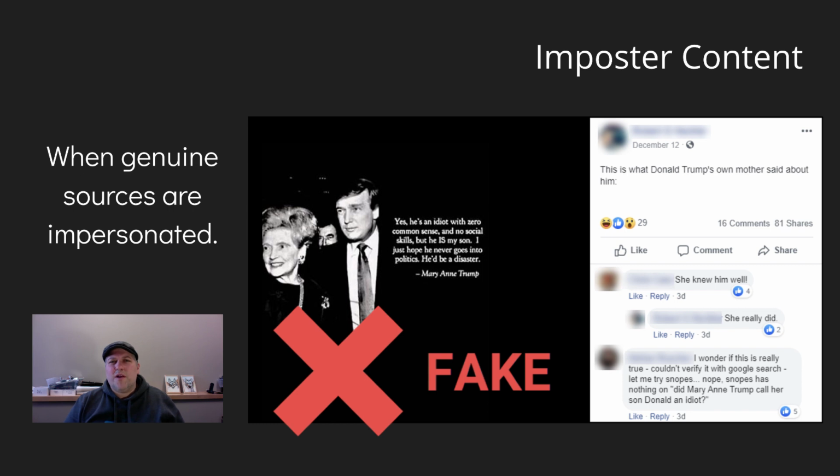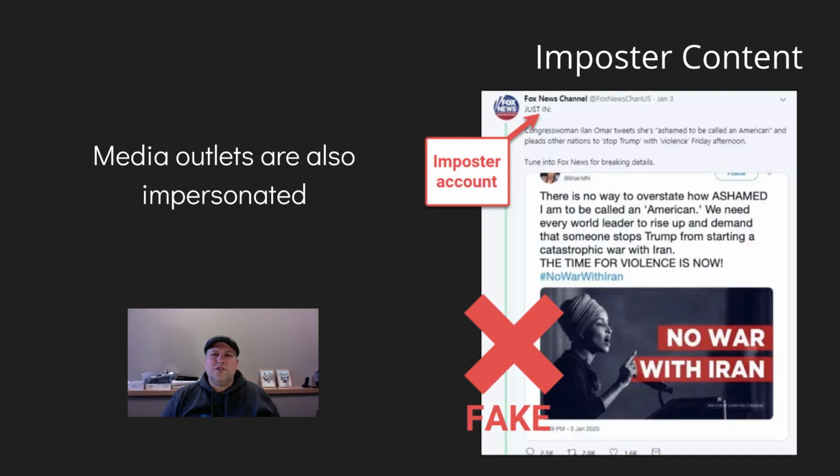I'm trying to avoid U.S. politics as much as possible here, but there's so many great examples out there in this field, such as this one of Donald Trump's mother stating that her own son would be a total disaster as a politician. This one's an impersonation of a news outlet, quoting a U.S. Congresswoman that also happens to be a Muslim, that she is asking for violence from other countries against the US based on their actions in Iran. It uses a logo similar to the actual media outlet, but careful examination can see that it was obviously forged.